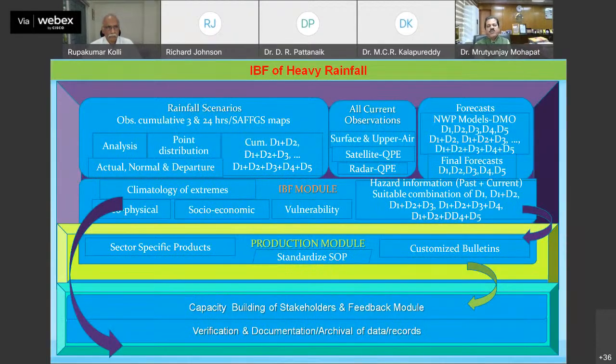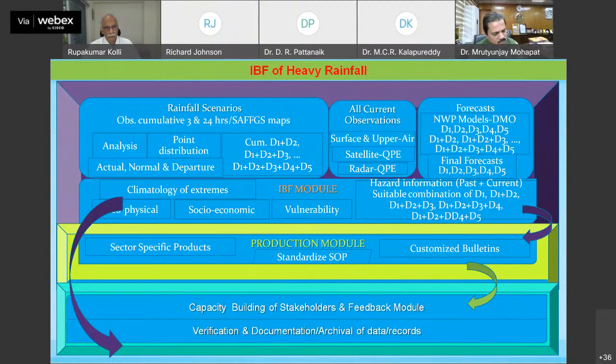So if you just look at the module we have developed for impact-based forecast of heavy rainfall during monsoon season, here we'll see that we have considered not only the immediate rainfall, but also the past few days rainfall accumulation, assess the soil moisture, and assess the standing water, and hence the impact of the forecast rainfall. So we consider the climate extremes also, we consider forecast up to 5 days rainfall, and then we go for sector-specific products in the production module and standardized SOP and customized bulletins.